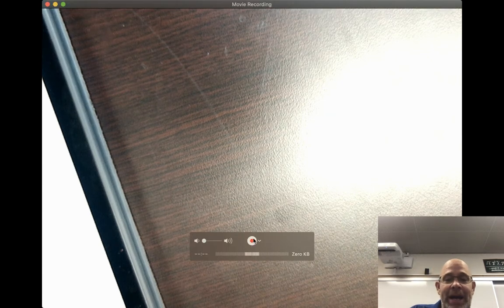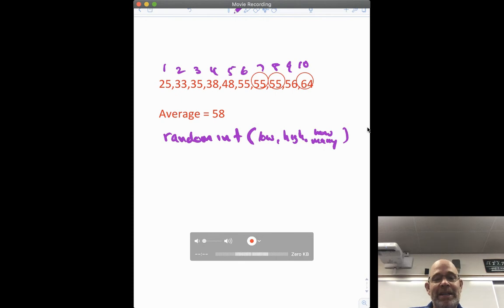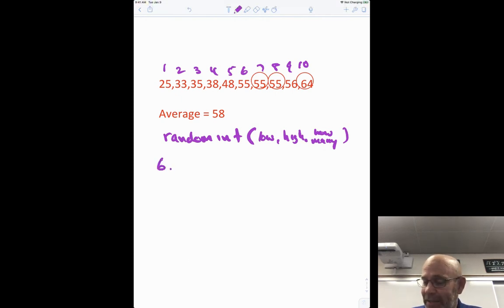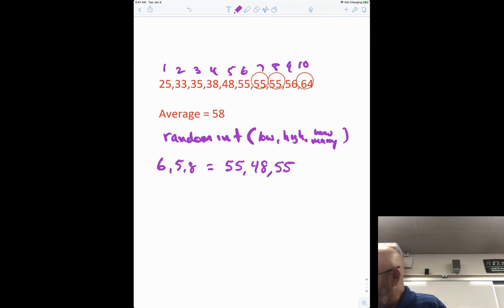So now I'm going to go back to my other screen here. As I'm doing the simulation, I would write this down. So I got a 6, a 5, and an 8. A 6, a 5, and an 8 is a 55 for the 6, a 48 for the 5, and a 55 for that. And then I'm going to figure out the average age because that's what is important here. So 55 plus 48 plus 55 equals 158 divided by 3. So we got an average age of 52.6.